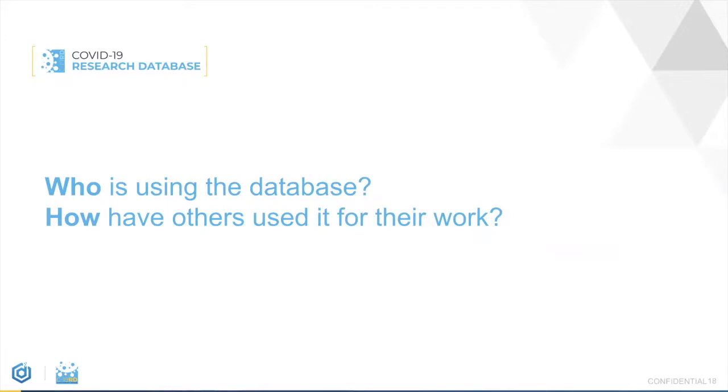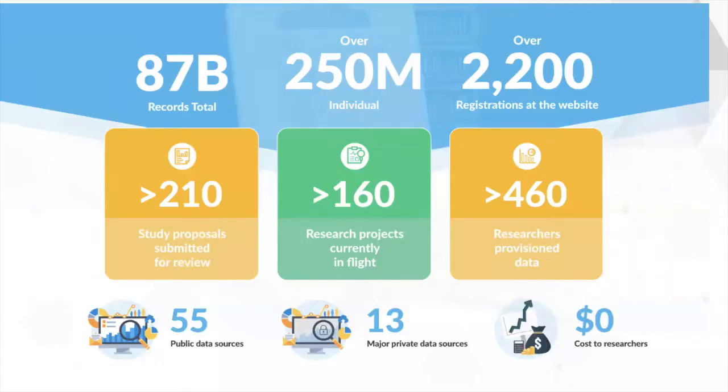But now that I've gone through that hoop, I want to give you a sense of who is actually using the database. So even though the data is de-identified, who is using the database? How have they used it for their work? And that, I think, comes to that middle part of this slide. We have 210 proposals that have been submitted for review. Over 160 projects are currently in flight. And in those 160 projects, we have over 500 researchers who are on the workbench actively using the data.